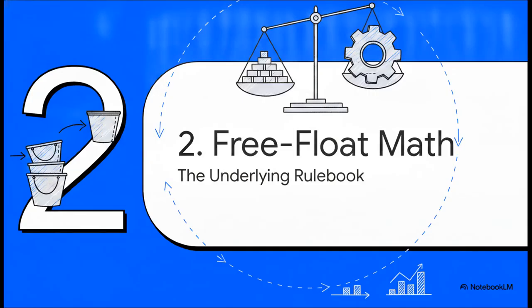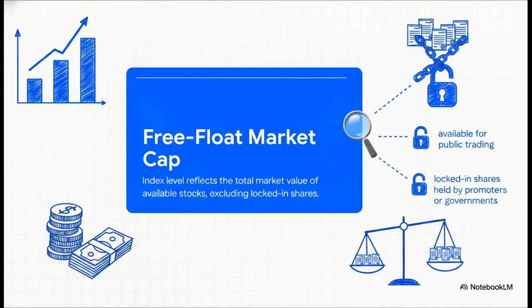Section 2, the free float calculation. Now, across nearly all the fact sheets we analyzed for this, you're going to see the term free float market capitalization. Sounds complex, but it just means we are only weighing the shares that are available for public trading on the open market. It totally excludes locked-in shares, the ones held by promoters or the government, so it gives us a much truer reflection of what investors can actually buy and sell.